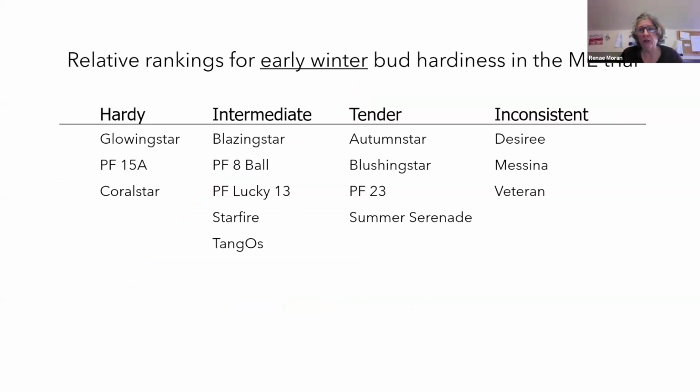So after 2 years, these are the hardiness rankings I've assigned to the varieties in my trial. The three that were consistently hardy were Glowing Star, PF15A, and Coral Star, and these would be the tender varieties: Autumn Star, Blushing Star, PF23, and one of my favorites, Summer Serenade.